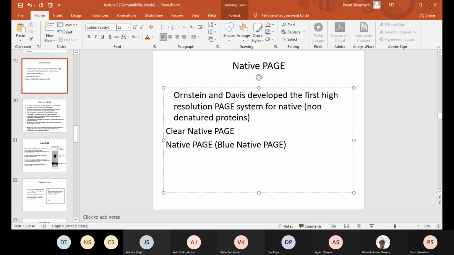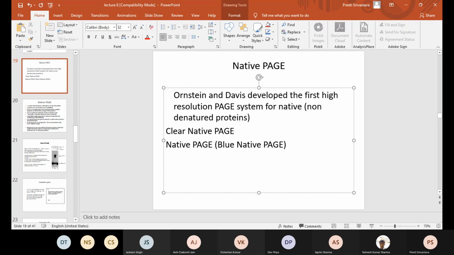Can you hear me or no? Yes, ma'am, we can hear you. Okay, clear native PAGE is when you are not mixing any dye. Clear native PAGE means you are just using bromophenol blue for migration and then you stain the proteins later. The resolution is not the best, but people do use clear native PAGE because then you can separate the entire protein.